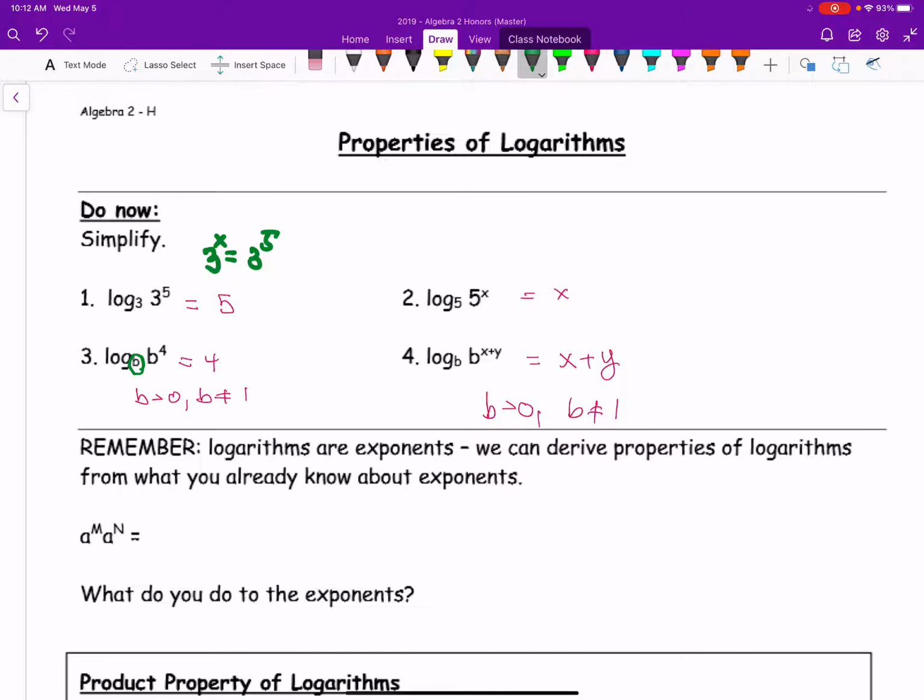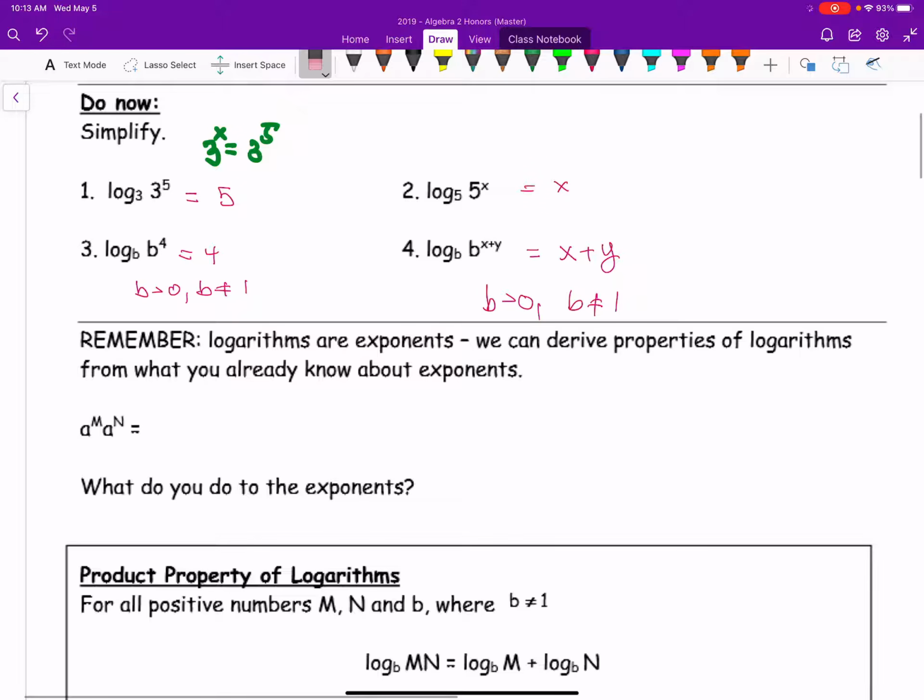And for question number 4, it's the same thing. The base here and here match. So therefore, I would have to raise b to the x plus y to get b to the x plus y. It's almost self-explanatory there. All right, so we're ready to rock and roll. Again, just remembering that the 3rd and 4th both need some restrictions.